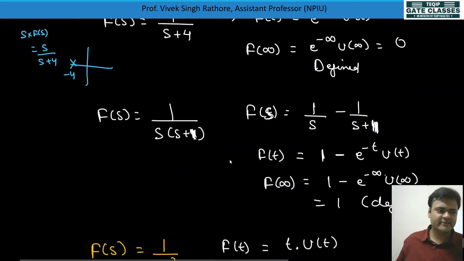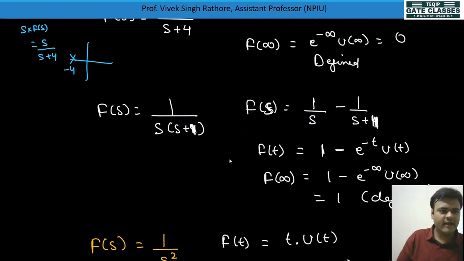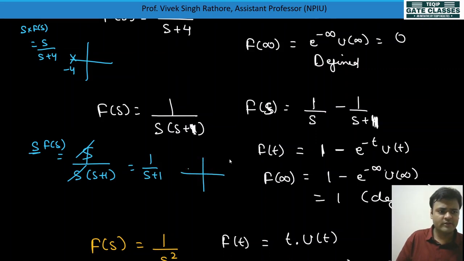So it is on the left hand side. If we see 1 by s plus 1 by s into s plus 1, so we multiply by s into f of s, we will get 1 by s into s plus 1 multiplied by s also, so s cancels out, so 1 by s plus 1 will be there, and its pole will be in the left hand side.